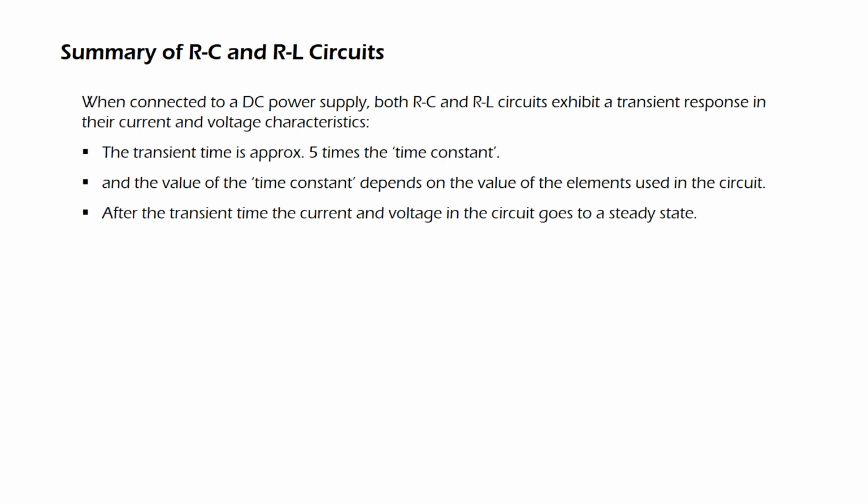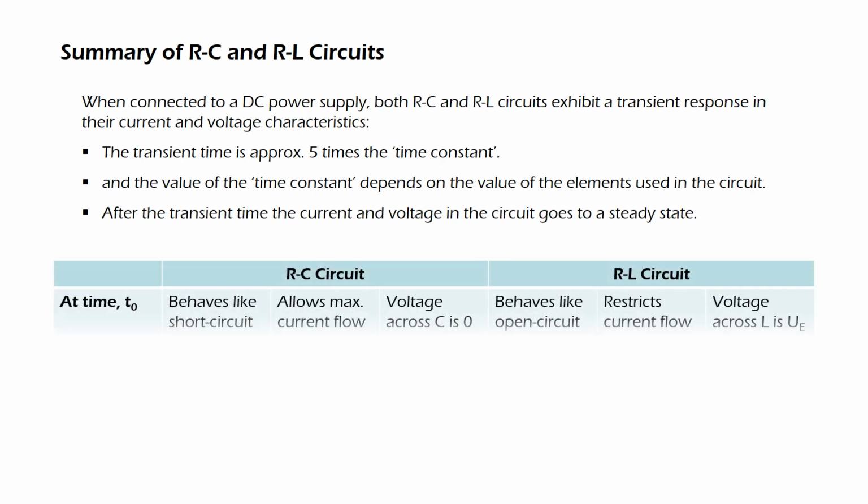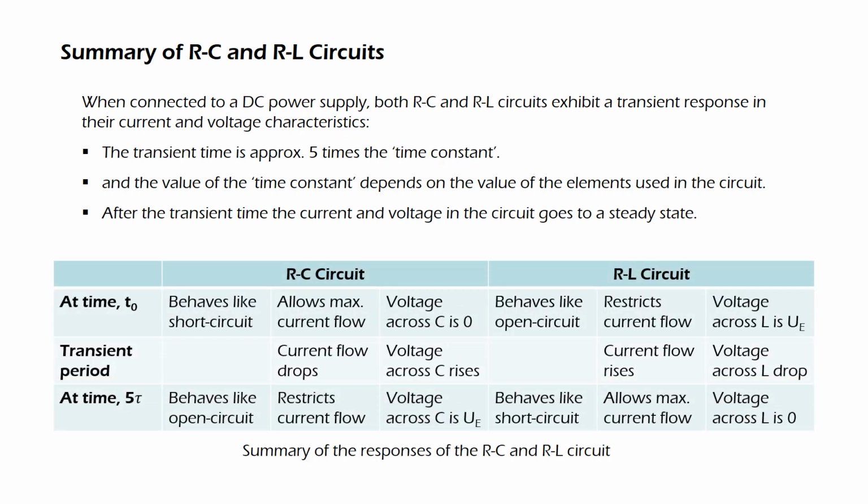Let us summarize the transient responses of the RC circuit and RL circuit in a tabular format. From this tabular summary, we can easily make out that the responses of RC and RL elements are contrasting in nature. You may pause here for a while to take note of the details in this table.